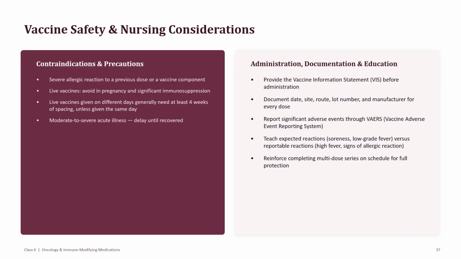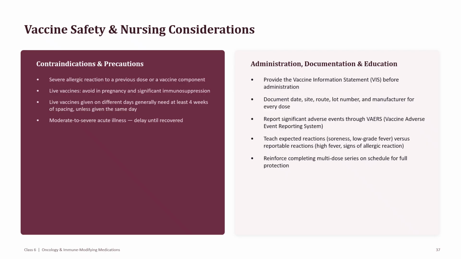So this slide is almost like a checklist to keep in mind when we're going over vaccine safety and nursing considerations. Before you give any vaccine, you're assessing these concepts. You're screening for a severe allergic reaction to a prior dose of the vaccine or any components of the vaccine. So if your patient is allergic to eggs, and eggs are a component of the vaccine, then you're not going to want to give this vaccine to your patient.